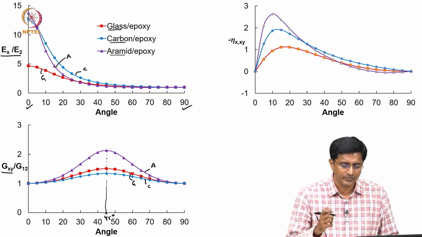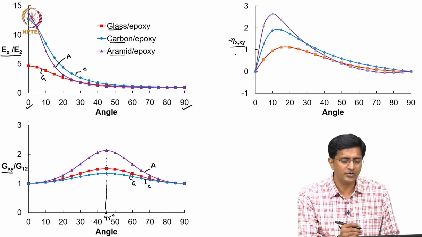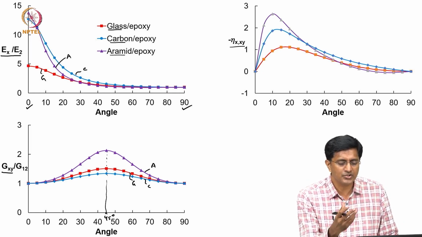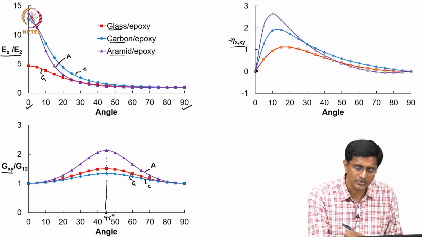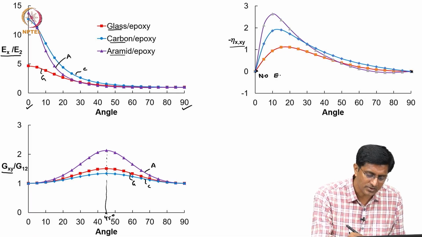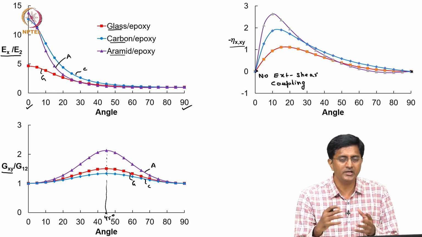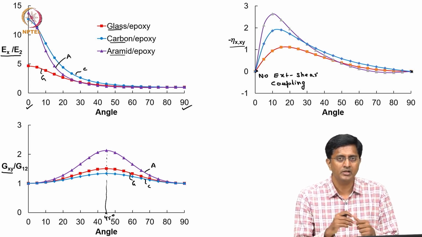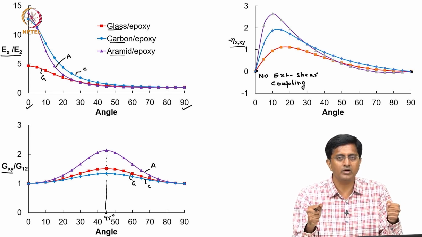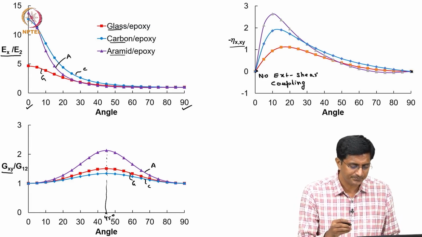See, irrespective of the composite chosen, if it is a unidirectional lamina, then we get the maximum stiffness at 45 degrees orientation. And when we move to this coefficient of mutual influence, again as we discussed previously, irrespective of the composite chosen, at 0 degree orientation and at 90 degree orientation there is no extension shear coupling. But at intermediate values between 0 and 90, that is when we get this coupling, meaning even if you are applying a normal load, we do see shear strains.